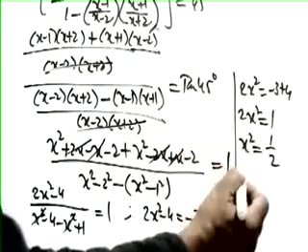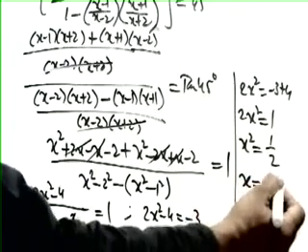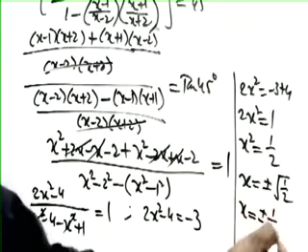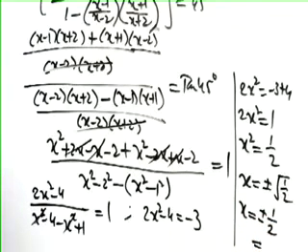Now if you take out a square from here, it will be plus or minus 1 by root 2. X will be plus or minus root of 1 by 2. Root 1 is 1. So x equals to plus or minus 1 by 2.